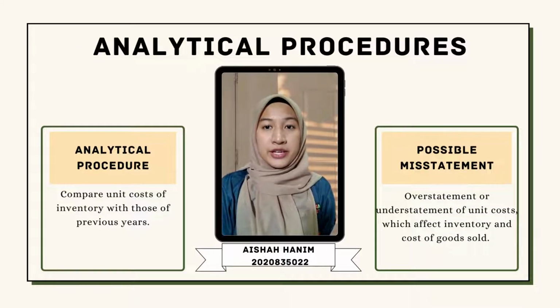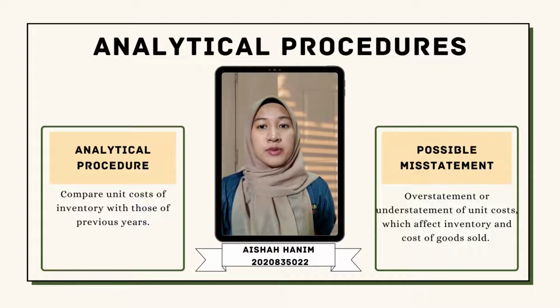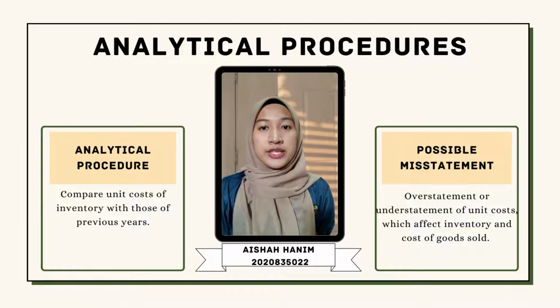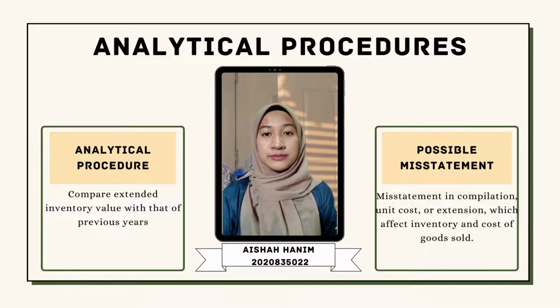Second is compare unit cost of inventory with those of previous years. The possible misstatement is overstatement or understatement of unit cost, which affect inventory and cost of goods sold. Next is compare extended inventory value with that of previous years. The possible misstatement is misstatement in compilation, unit cost, or extension, which affect inventory and cost of goods sold.